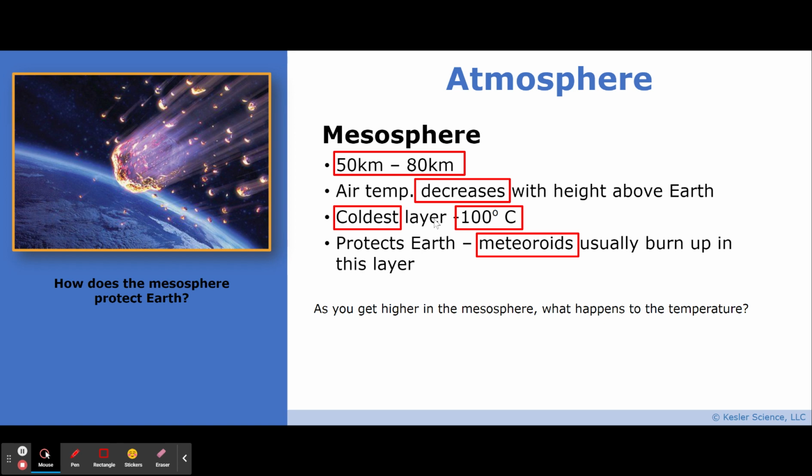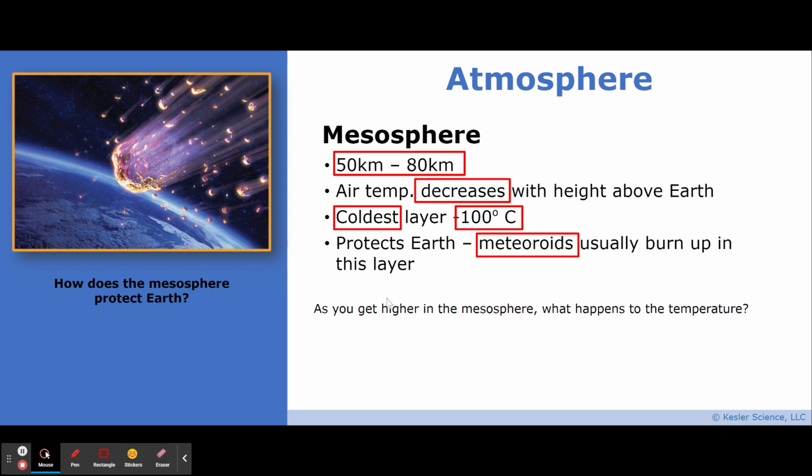So here's what you need to know. You need to know that this is the coldest layer. Please highlight that. You need to know that it protects the Earth from the, somebody say that word for me. I can't say it. I don't know why I can't say it. Meteoroids. There it is. Meteoroids. Okay. You need to know those two things. Make sure you highlight it.